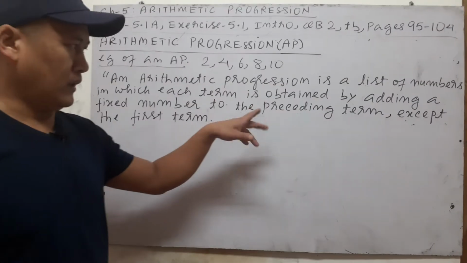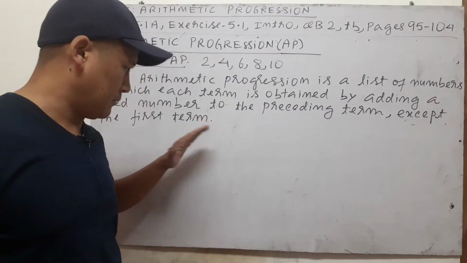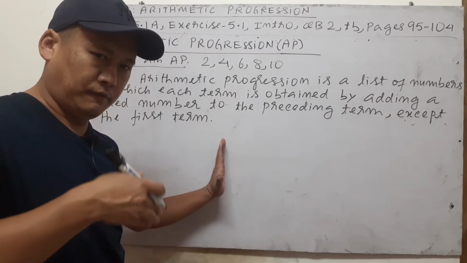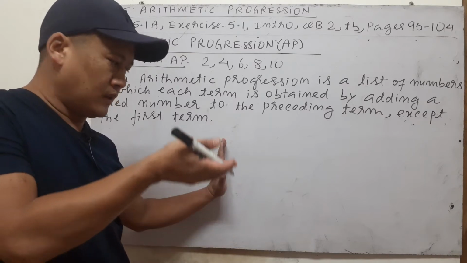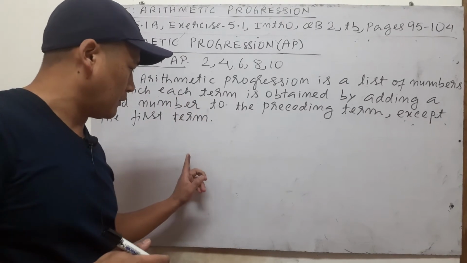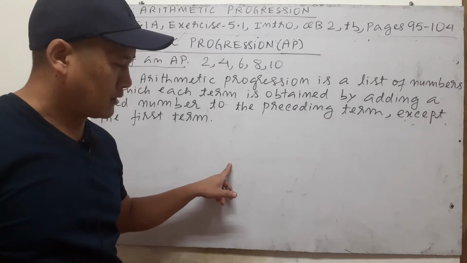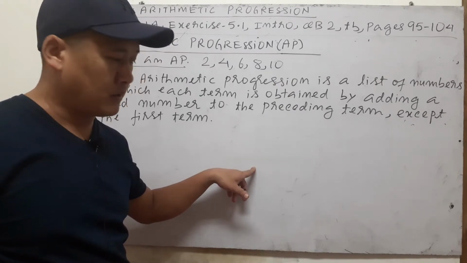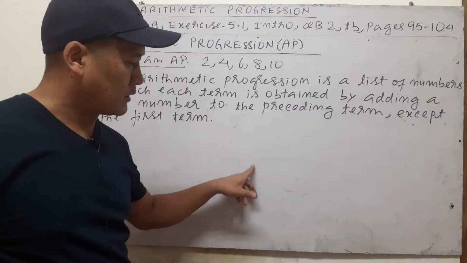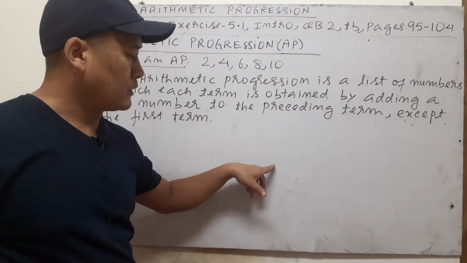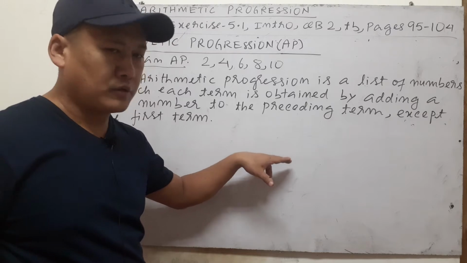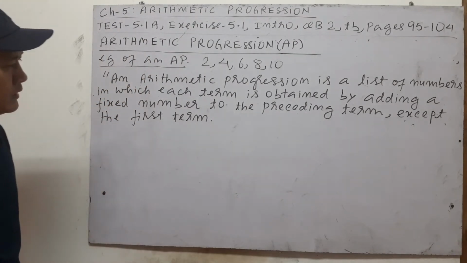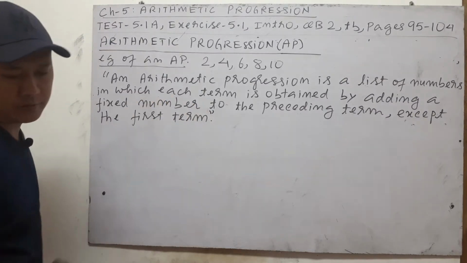So we should not add the fixed number to the first term. First term just write as it is, and the second term will be obtained by adding that fixed number to the preceding term, the first term. Add that same fixed number to the second term, you'll get the third term. Add that fixed number to the third term, you get the fourth term. So each term is obtained by adding that fixed number to the preceding term. That is the definition for arithmetic progression.